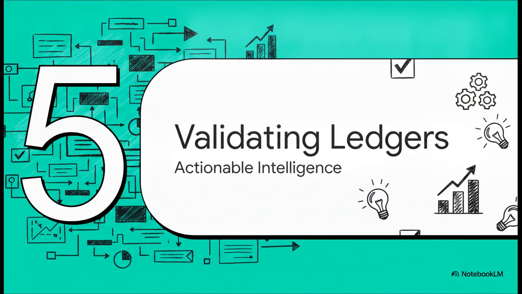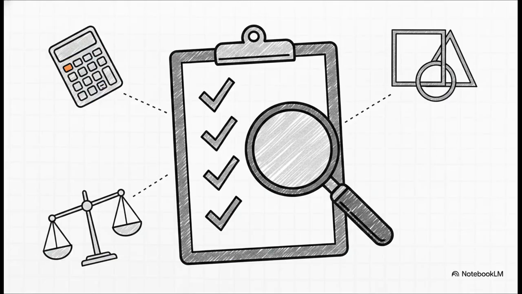And finally, Section 5, validating and building ledgers. We have to prove the model actually worked, right? So the tutorial implements some rigorous scoring functions. We take Lift's predicted JSON and grade it field by field against our known synthetic ground truth.